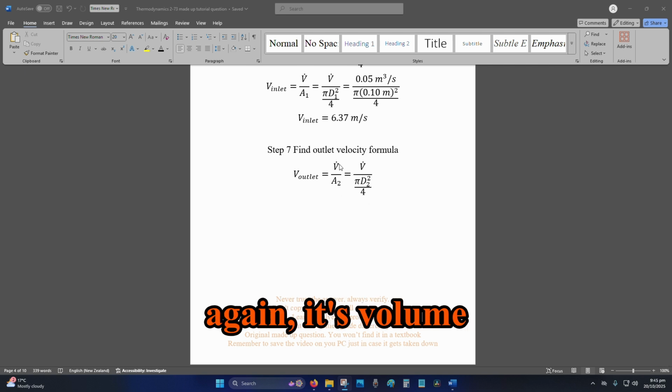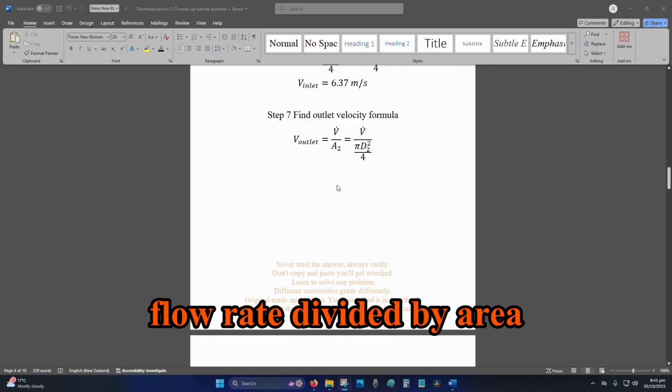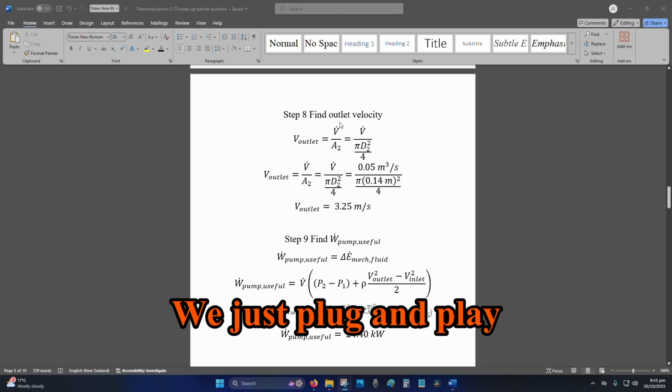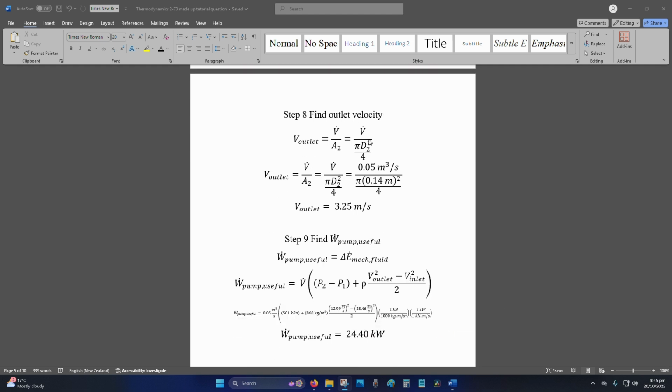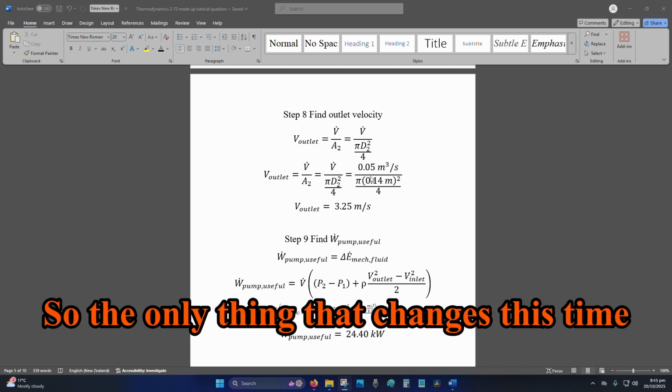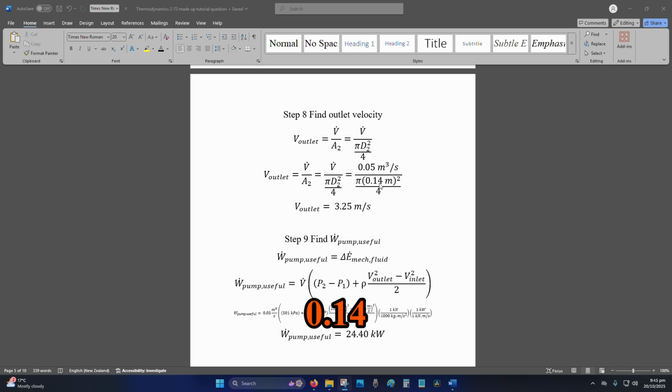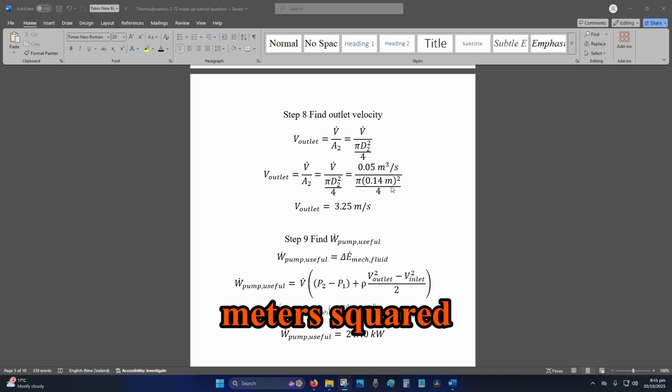Once again, it's volume flow rate divided by area. Step 8, we just plug and play for the outlet velocity. So the only thing that changes this time is the diameter. So it is 0.14 meters squared.